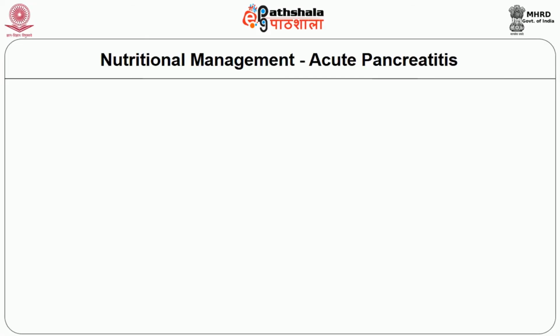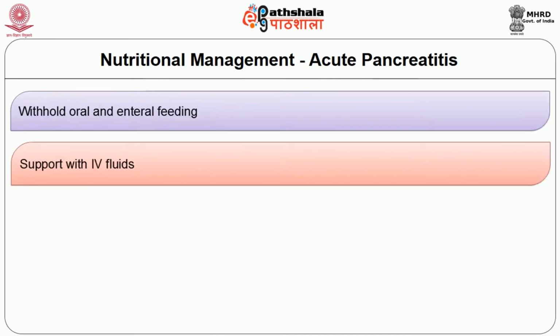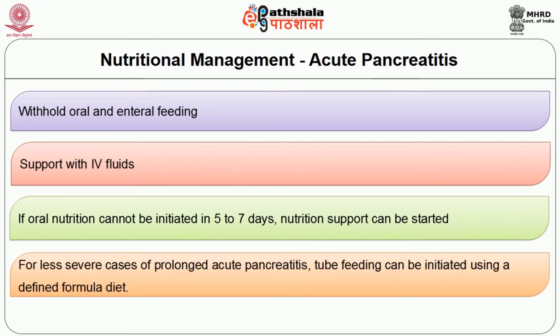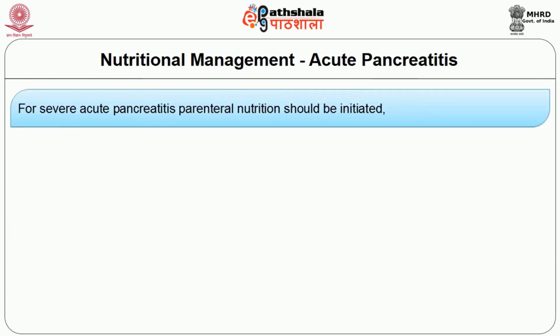Next, let's see the nutritional management for acute pancreatitis. Mainly, the first is to withhold the oral and enteral feeding, and support with IV fluids. If oral nutrition cannot be initiated in 5 to 7 days, nutrition support can be started. For less severe cases of prolonged acute pancreatitis, tube feeding can be initiated using a defined formula diet. For severe acute pancreatitis, parenteral nutrition should be initiated.